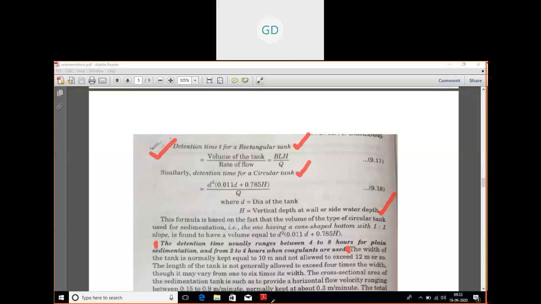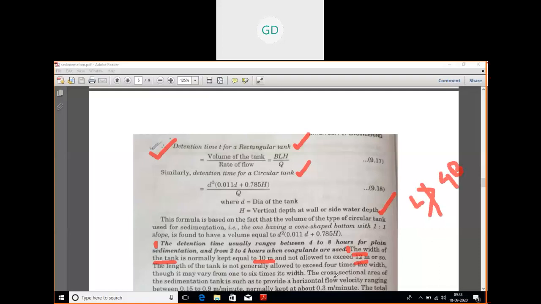Also, the width is given here. The width of the tank is normally kept equal to 10 meter and not allowed to exceed 12 meter or so. So the width is taken equal to 10 meter, and it is not allowed to exceed 12 meter, so it is kept between 10 to 12. The length of the tank is generally not allowed to exceed 4 times the width.